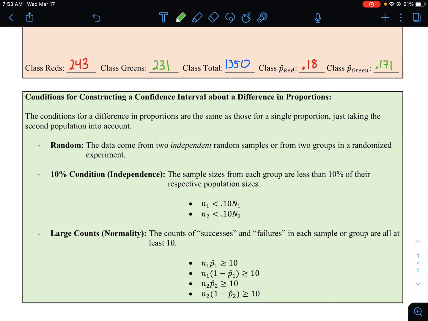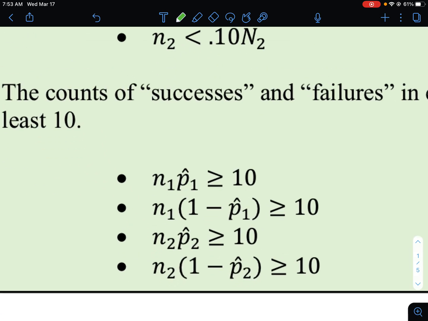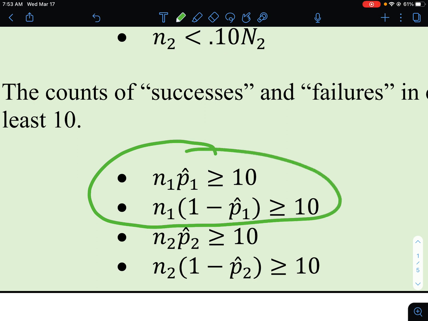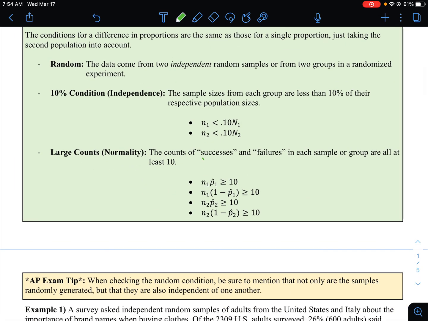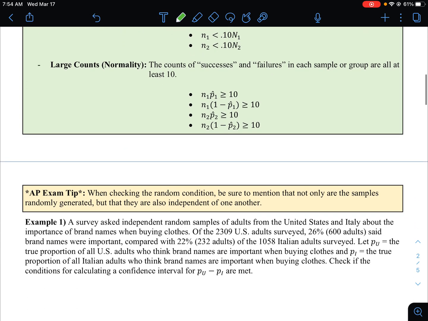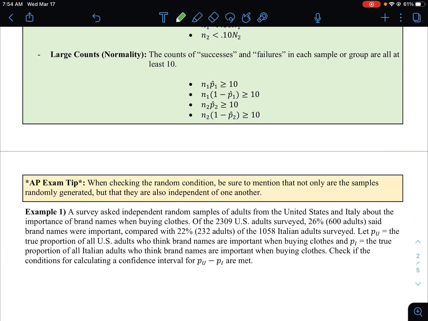10% condition just has to be satisfied for both populations. Sample size of population 1 is less than 10% of its population, and sample size from population 2 is less than 10% of its population. And lastly, the large counts condition, same as before, okay? This was what we had yesterday, and we just have to do it a second time for population 2. It's also good enough to say, again, that the counts of successes and the failures are at least 10 for all four groups.